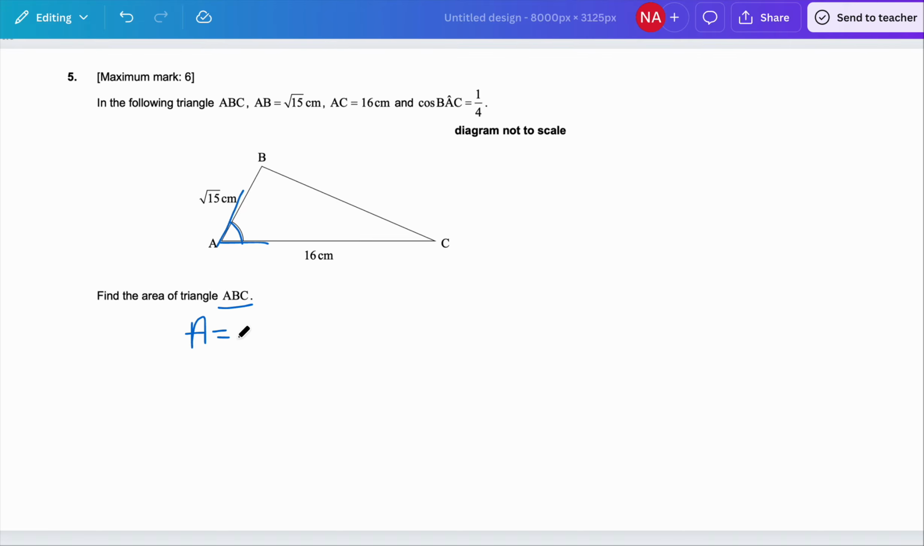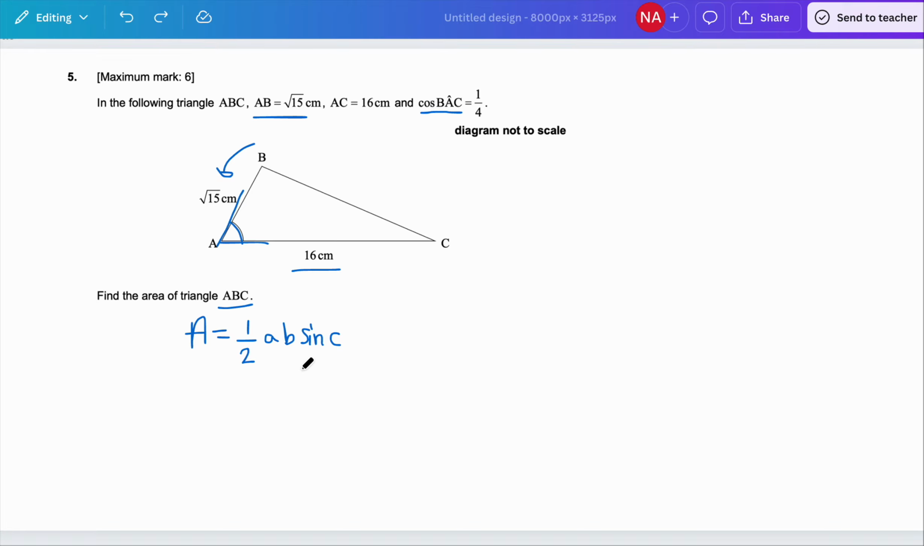Area of a triangle is half AB sine C. And now we can see they've said AB is root 15 centimeters, and then AC down here is 16 centimeters. And now they've given cos BAC, so that would be this angle right here. That would be the cos BAC, which is 1/4.